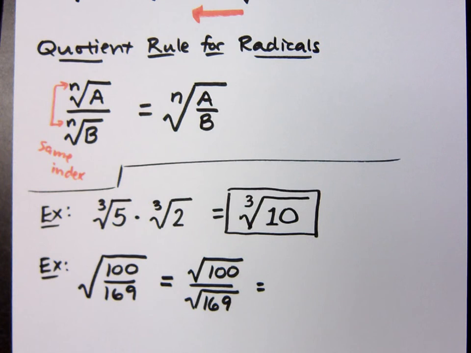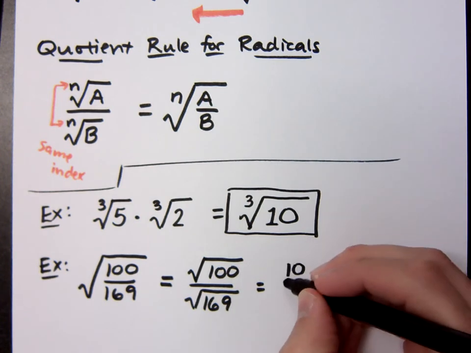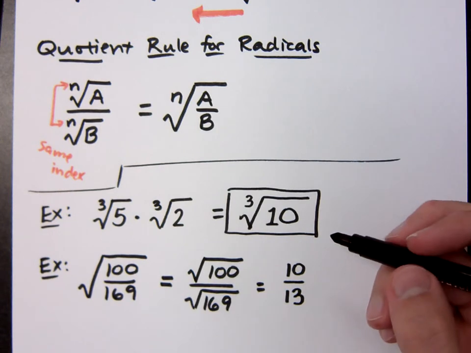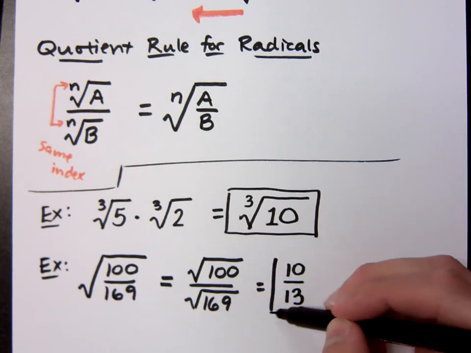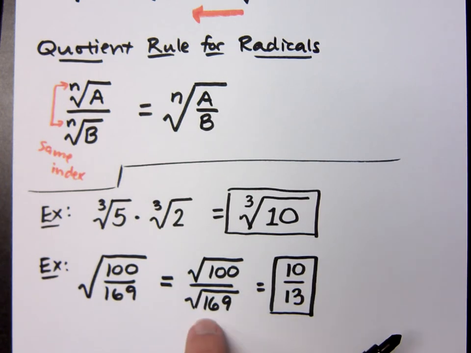So you can tell me, what is the square root of 100? What's the square root of 169? It's 13. Now, did I need to separate that like that? No. But you see how that quotient rule doesn't change what we've been doing. What do you guys think about that?